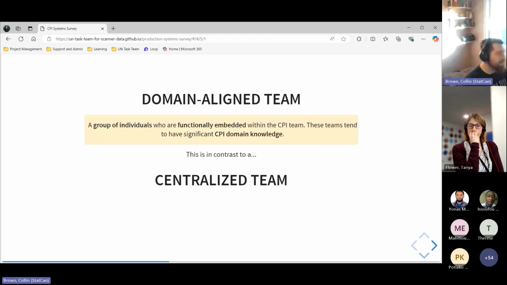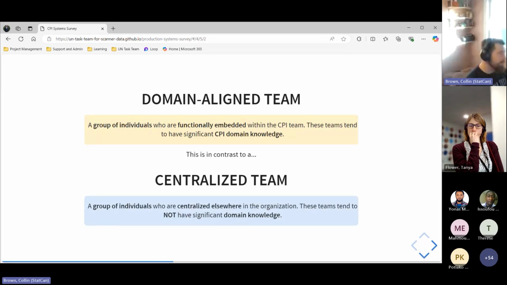But of course, that's in contrast to a centralized team. And the idea there is you have a group of individuals who are centralized somewhere else in the organization, not part of the business domain. And the idea there is those teams tend to not have that domain knowledge. So an example of this would be in, say, a large organization, you maybe have a corporate IT group, and the corporate IT group kind of by definition isn't embedded in any one particular domain. Rather, they're sort of central to the organization. So if you need their services, let's say, to develop something, to fix something, to participate in the maintenance of those systems in some way, you need to transmit your requirements or communicate your requirements to them because they're not going to have that domain knowledge.